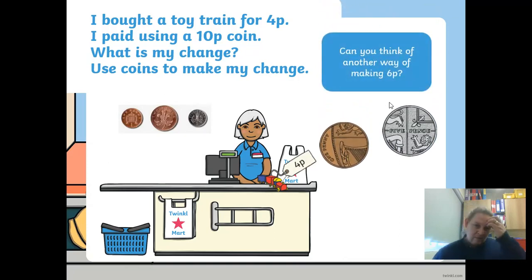Now, are there any other ways that we could make up 6p out of these coins? Yes, we could have three 2p pieces, couldn't we? 2, 4, 6. We could also have six individual 1p's. But when the shop assistant gives us our change back, she'll probably give us the least amount of coins because we don't really want a pocket full of 1p coins. So she's going to give us a 5p and the 1p.